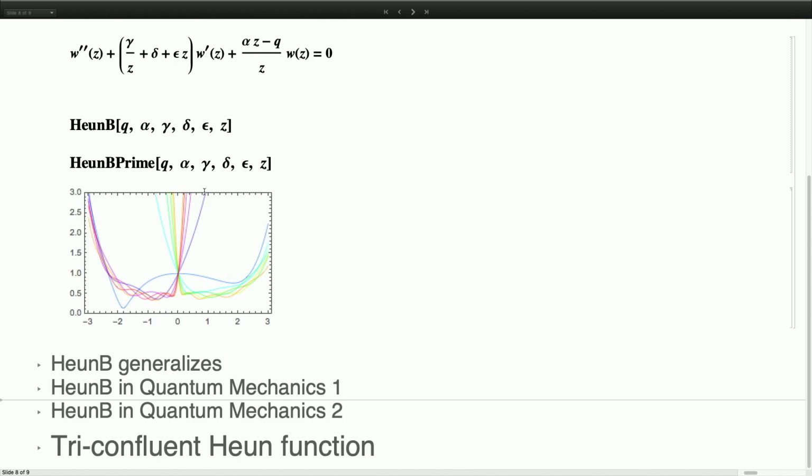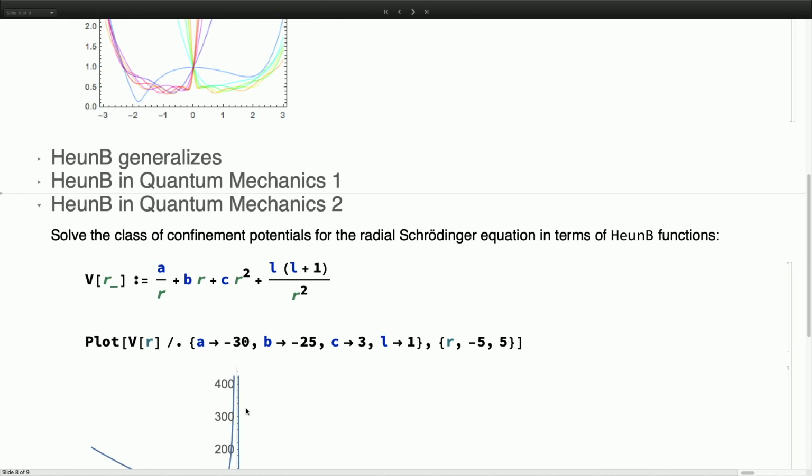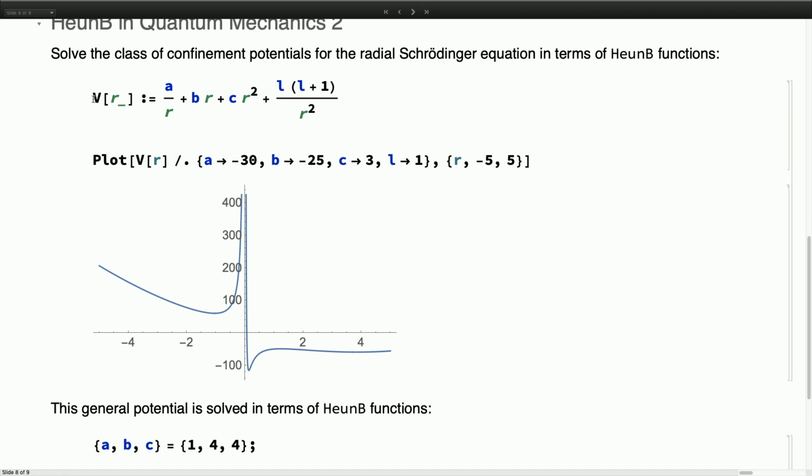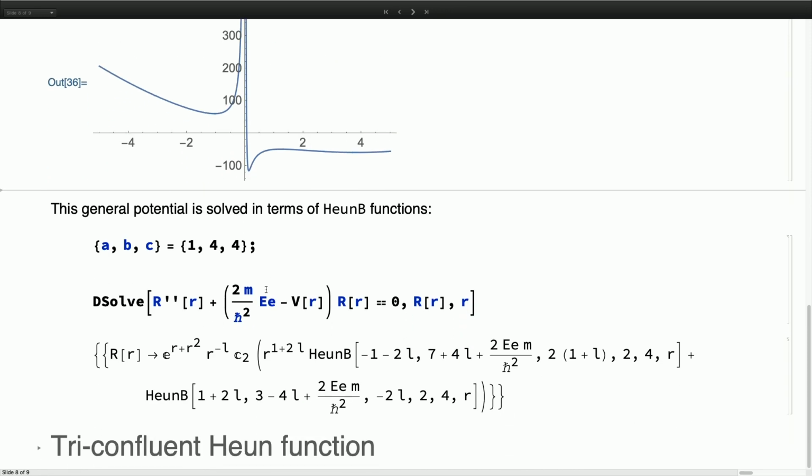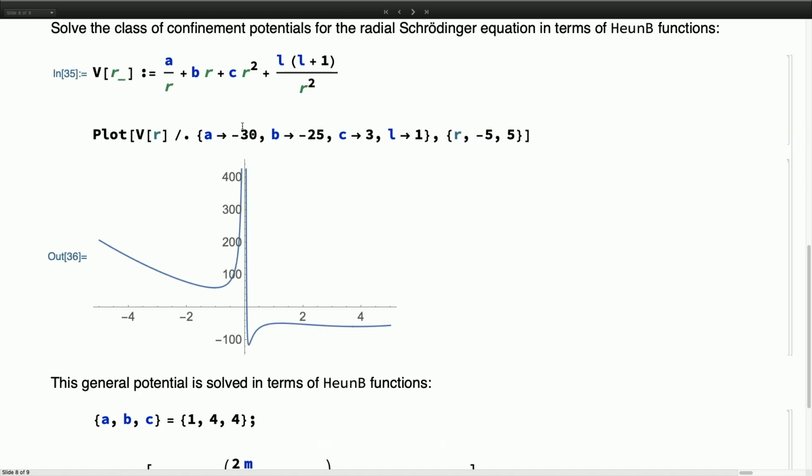Second example from quantum mechanics is the following. So there is a class of potentials like this. So here is the plot. And we are able to solve it using also HeunB functions. And here is the solution. So this is a rather, say, complex potential. However, we are able to solve it in Heun functions.